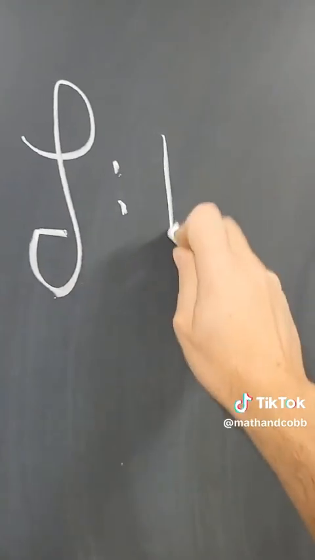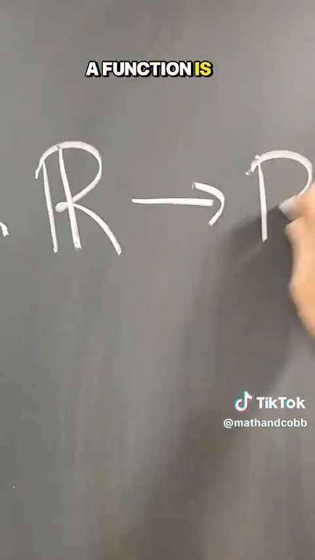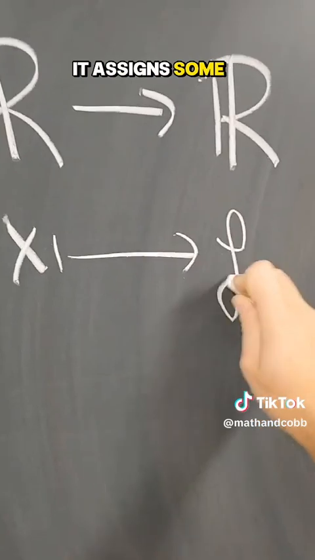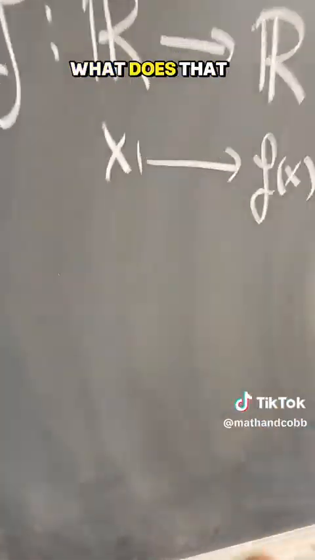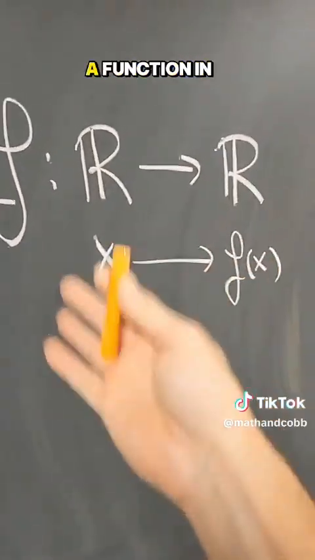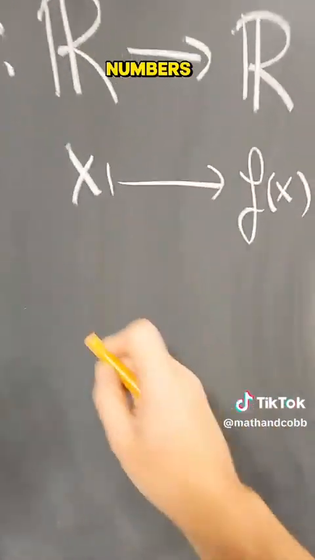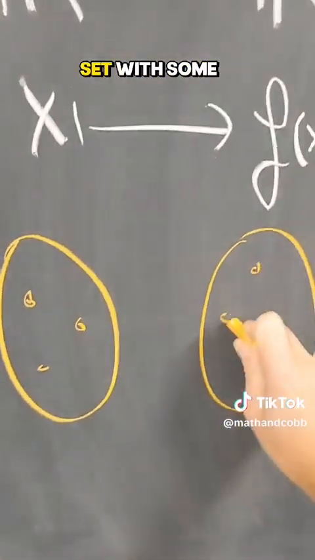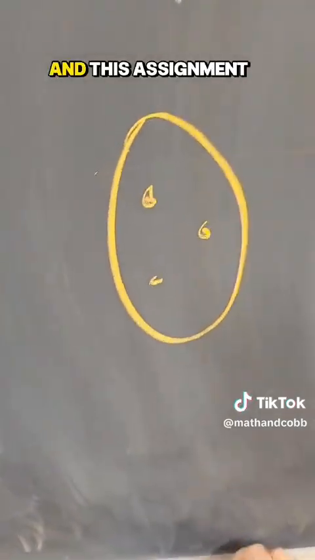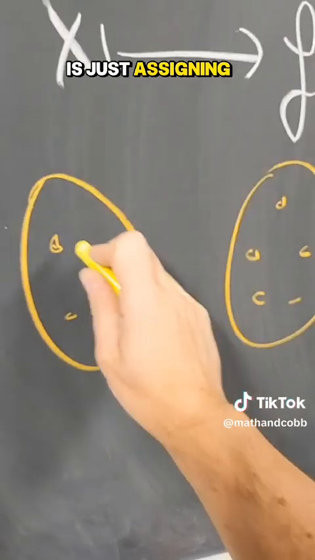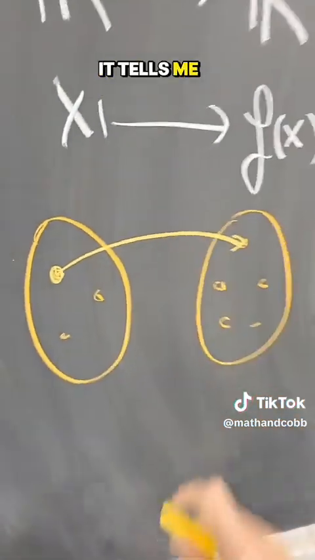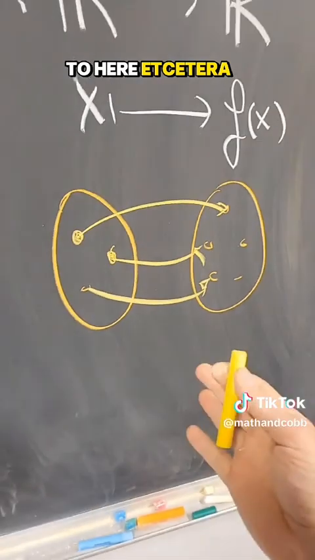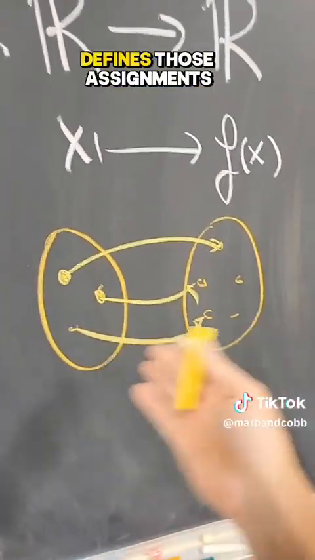In calculus, the mathematicians will tell you that a function is a correspondence that assigns for every x some other number f of x. What does that mean? So what is a function in general? Not just from the real numbers to the real numbers. We have a set with some elements, and then we have some other set with some other elements, and this assignment is just assigning for each element here, it tells me where it goes in that other set, from here to here, from here to here, etc. And this is the rule that defines those assignments.